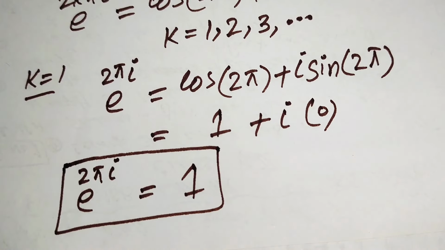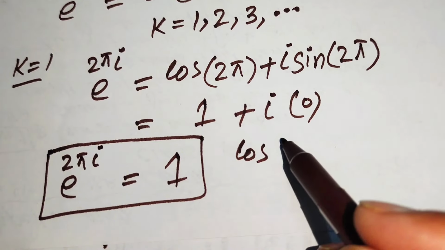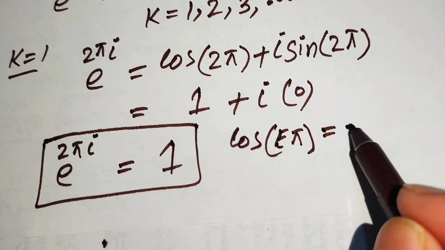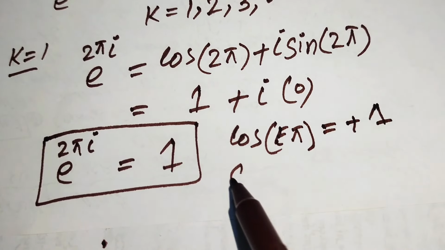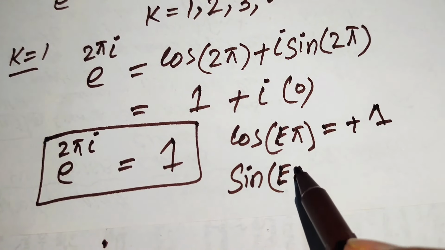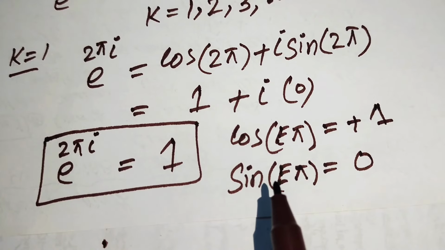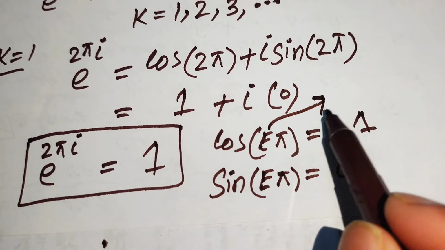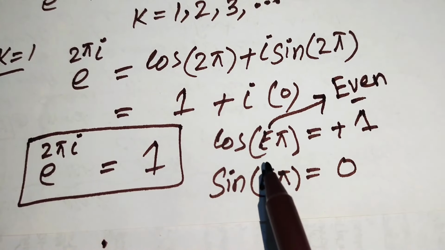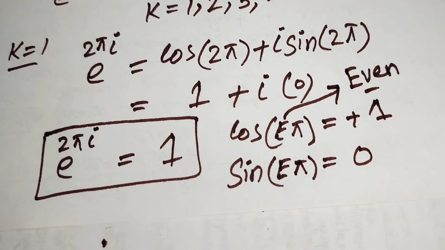Here you remember one thing about these values. If you have cos of an even multiple of pi, it gives us the value positive 1. And if we have sine of an even multiple of pi, it always gives us the value 0. Here this e denotes an even number. So if you have an even multiple of pi, cos gives us positive 1, and sine gives us the value 0.